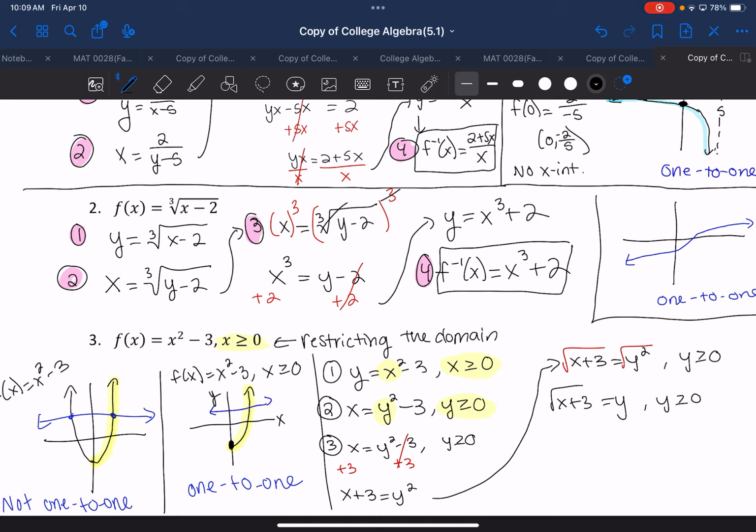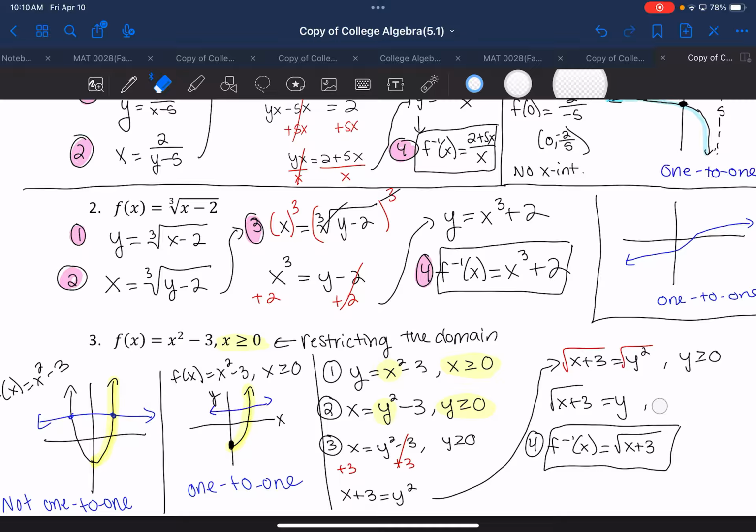And then the last step is to replace that y with the inverse notation, and I'm going to write it on the left side just because I like it on the left side. So that would be f inverse of x is equal to the square root of x plus 3. And that would be the formula for the inverse. And really you don't need this part here anymore because that will always be positive because it's a square root.